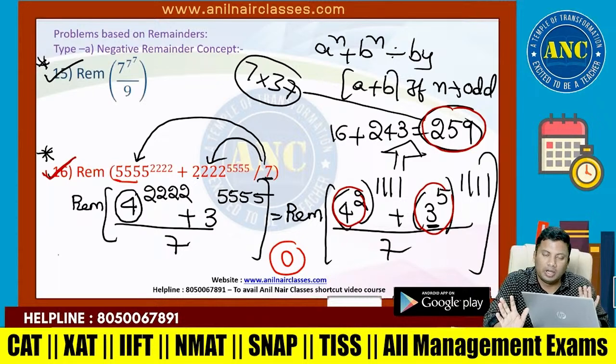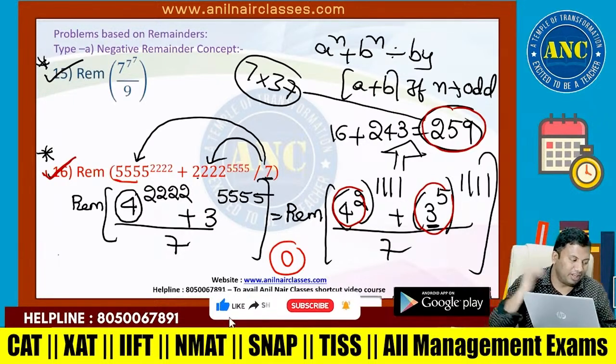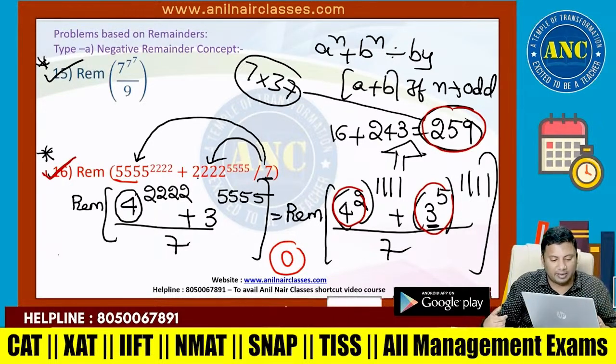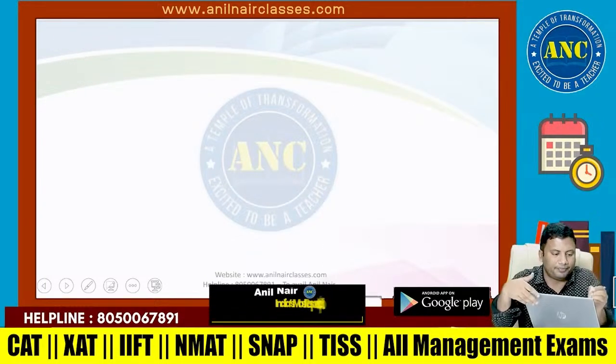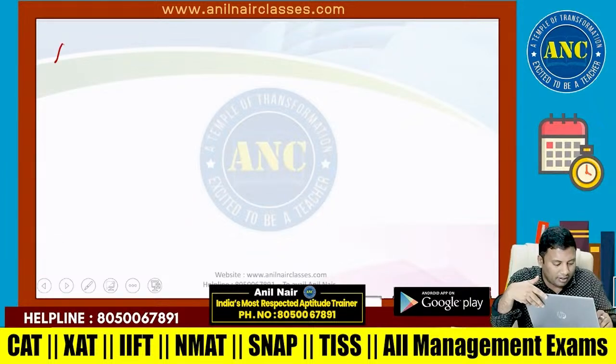I hope the idea is clear, right? The 16th one, the answer is 0. For the 16th one, write down the positive remainders when 4 power 5 is divided by 7 and 4 power 2 is divided by 7. You will get the answer. Remainder 1.